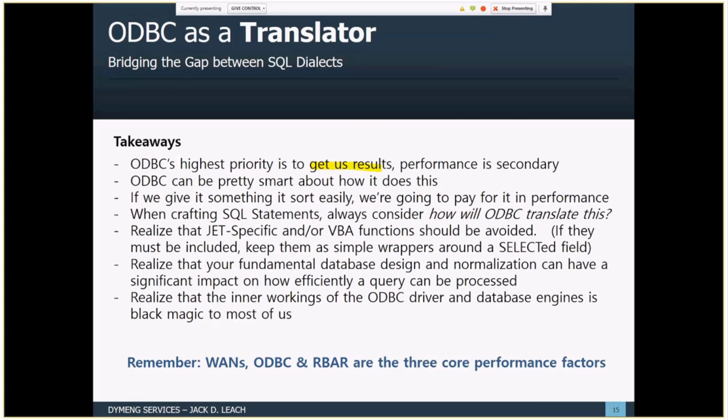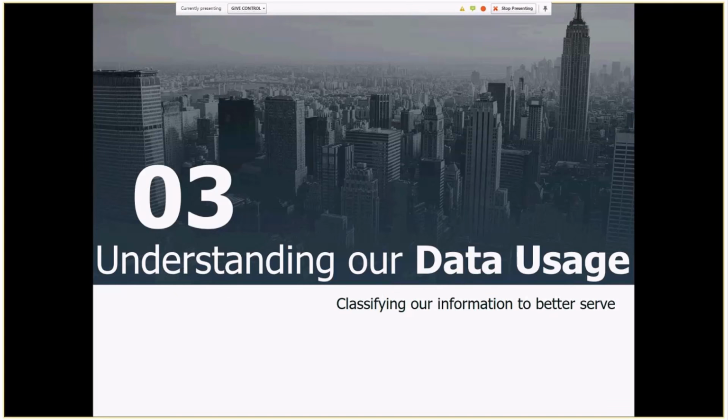So with that said, we'll move forward into the next section, which is going to be taking a look at our data as we use it in Access, and trying to get a perspective on how the data is being used, and how we can classify it and break it up into different classifications that will make it easier for us to make smarter decisions on how we want to source that data.